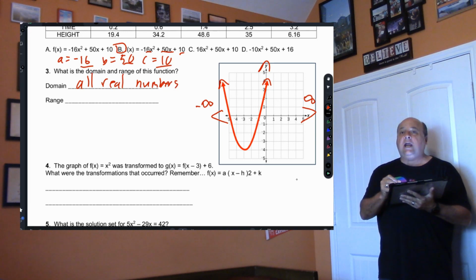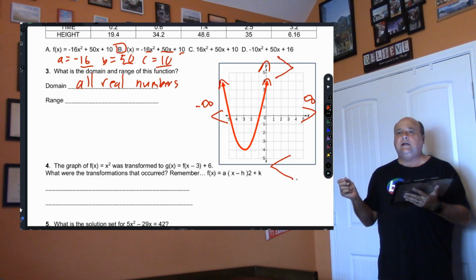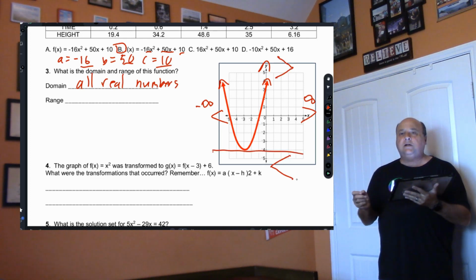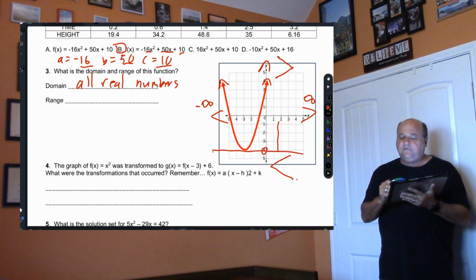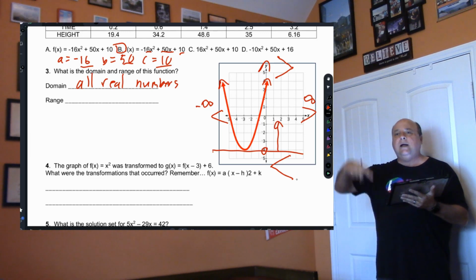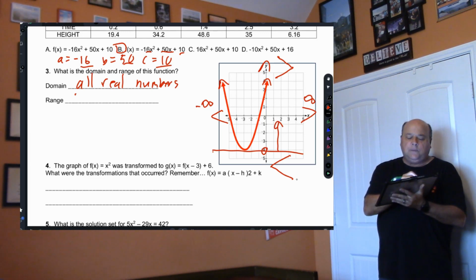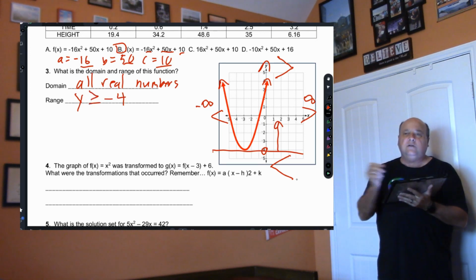And the range keeps going up, and remember, up is greater than and down is less than. Right here's my vertex, so it goes from negative 4 up, doesn't it? So I need to be greater than, right? So my range is going to be all of my y's that are greater than or equal to negative 4.